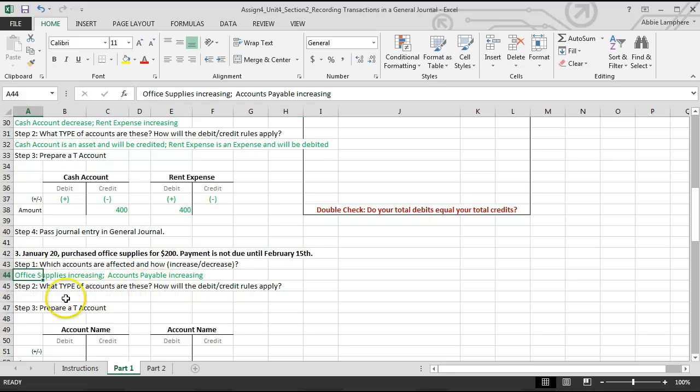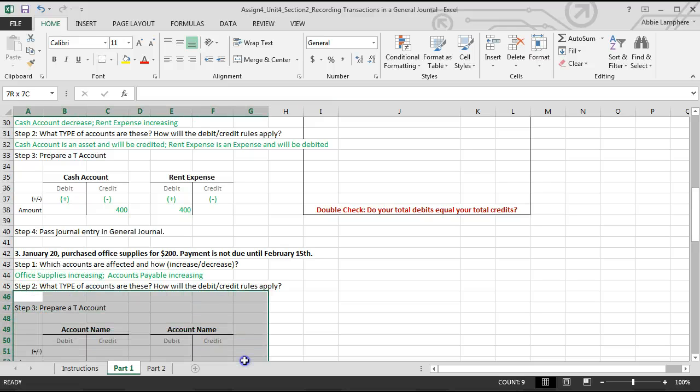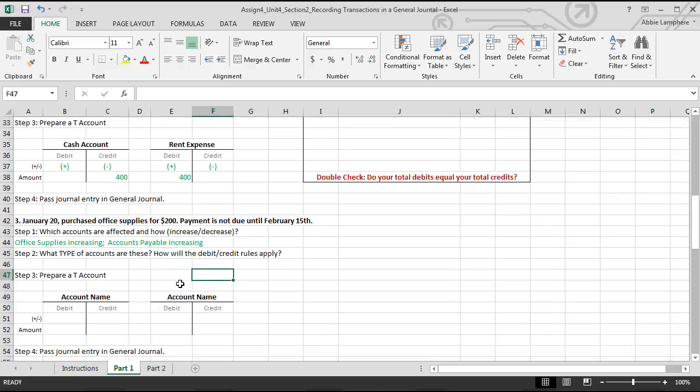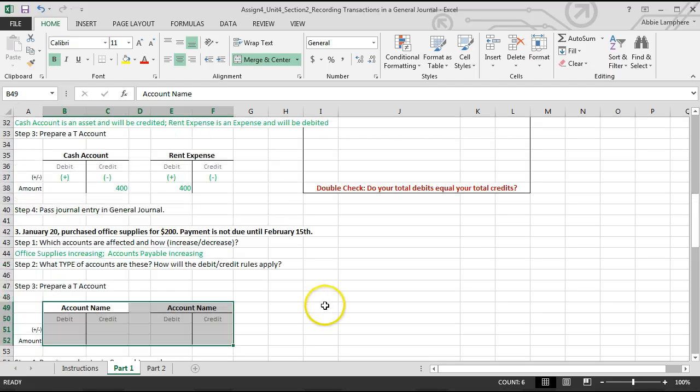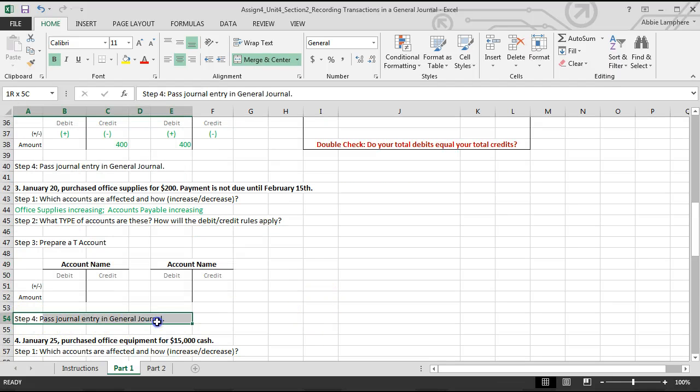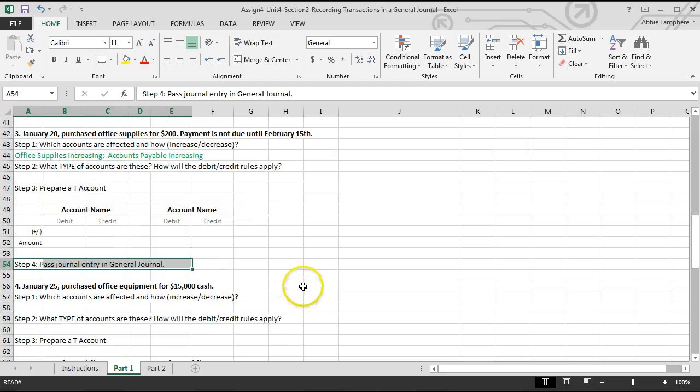All right, so I'll let you guys then do the rest of these steps. Classify those accounts as an asset, liability, owner's equity, revenue, expense, withdrawal, and then complete the T accounts, and then pass your journal entry. Make sure you're always listing your debit first.